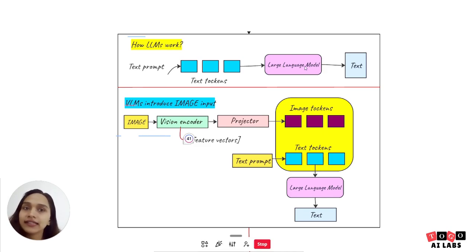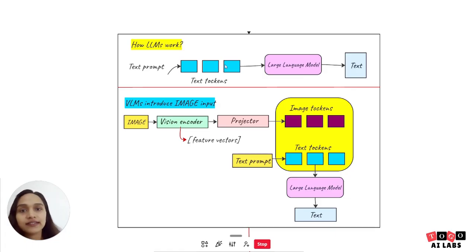And then it understands the patterns between the words. And finally, we get a text output. That text output can be the answer to our question. So we get the text output as the result of all these text tokenizations and how the LLM processes the text in the document. This is how a large language model works. Now, VLMs introduce something new into this picture. And that new thing is a vision encoder.